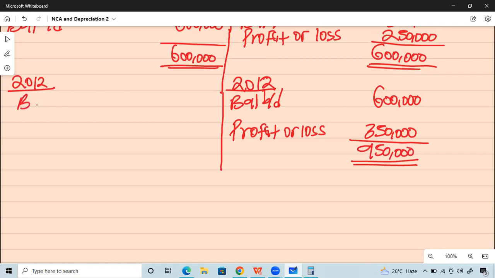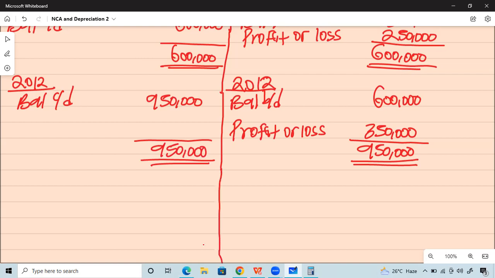350,000 plus 600, this is 950. Then you see balance carried down, 950. Let's close the account. This is 950. Then 2013. So in 2013, the balance brought down is 950.